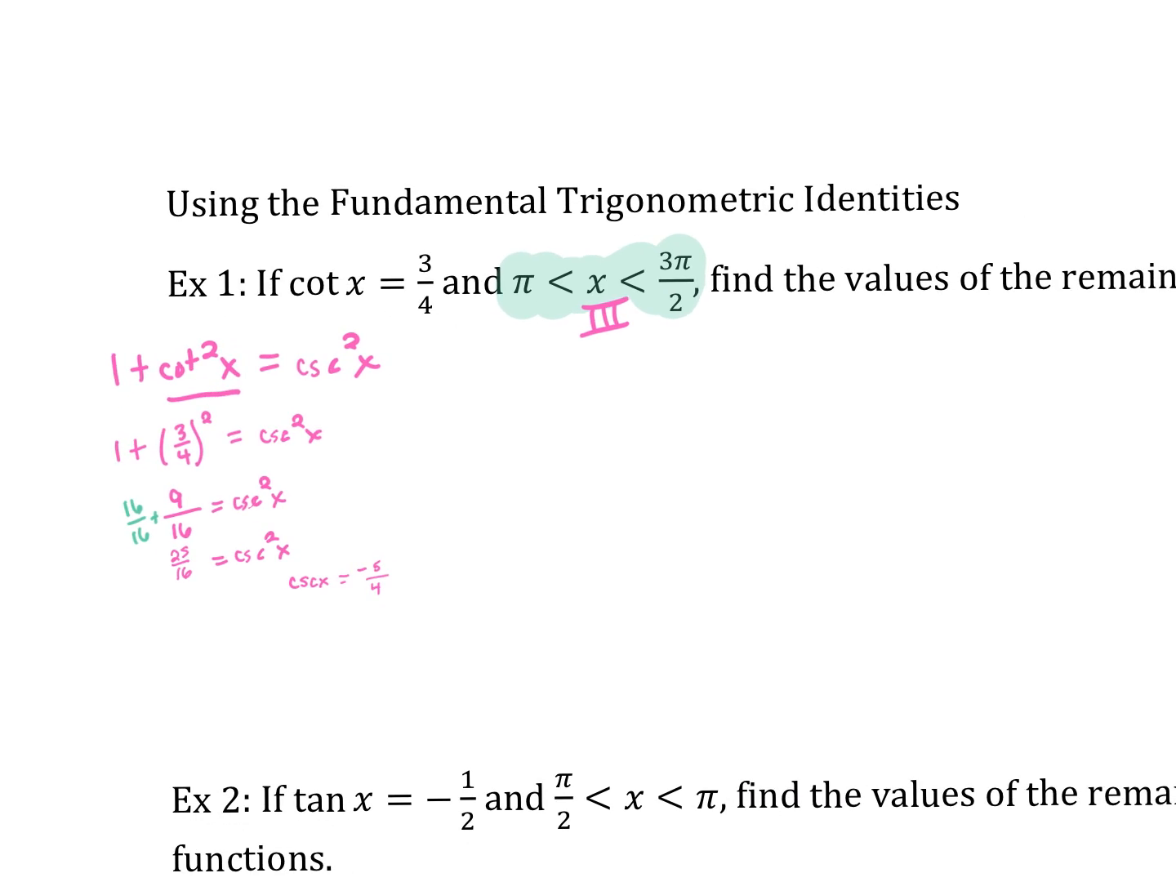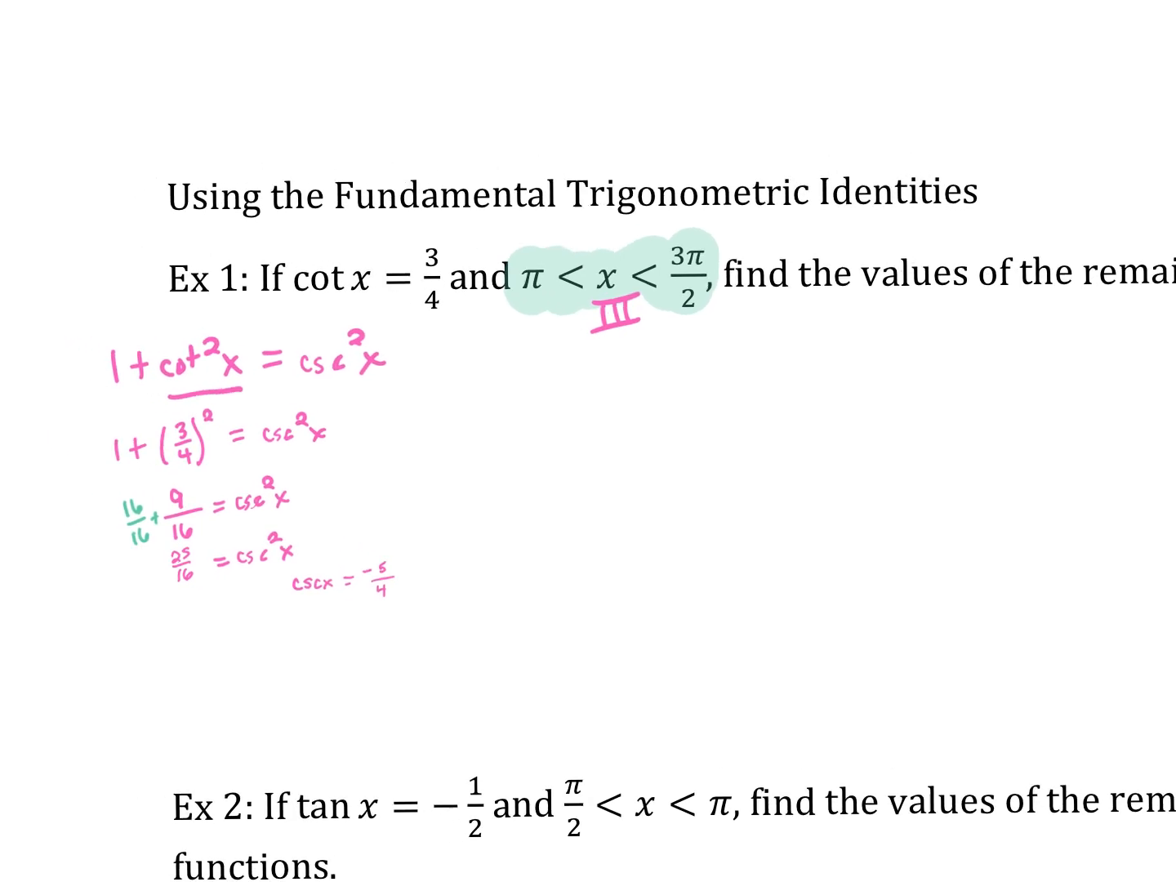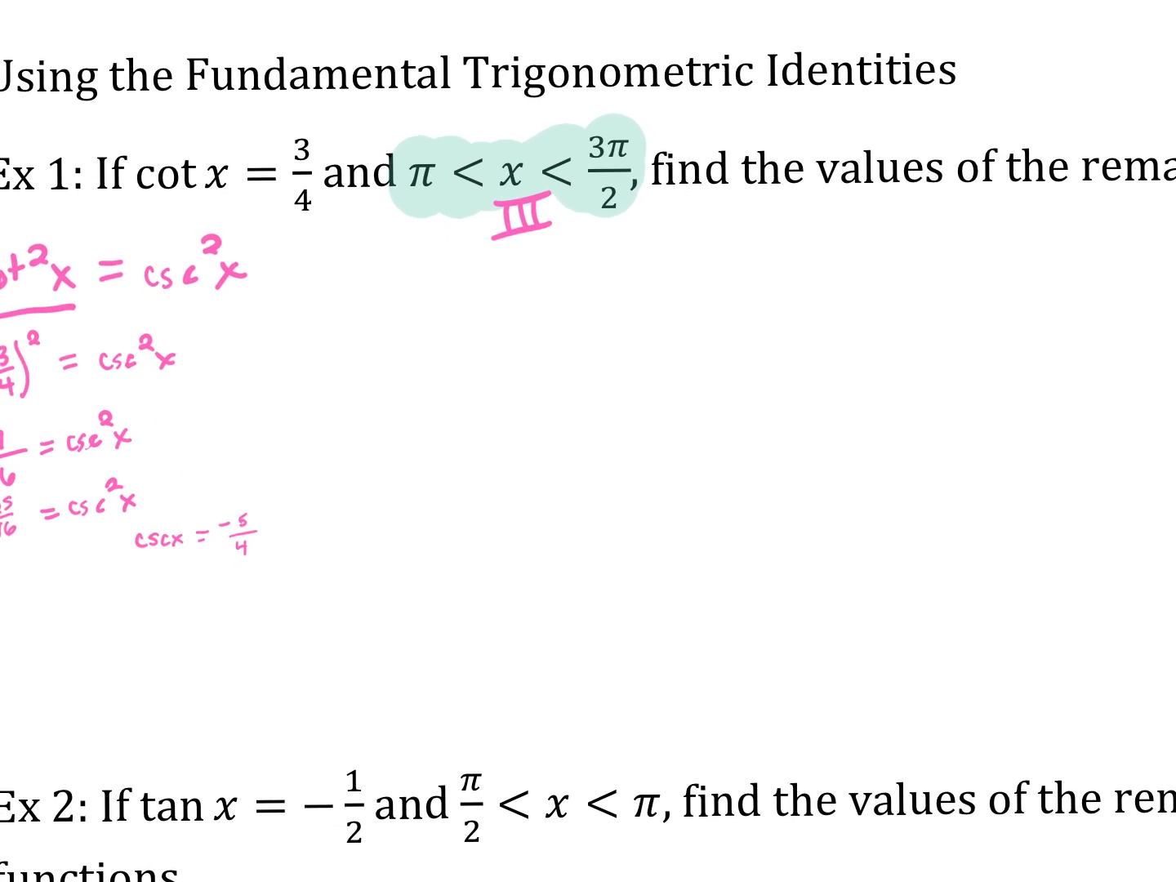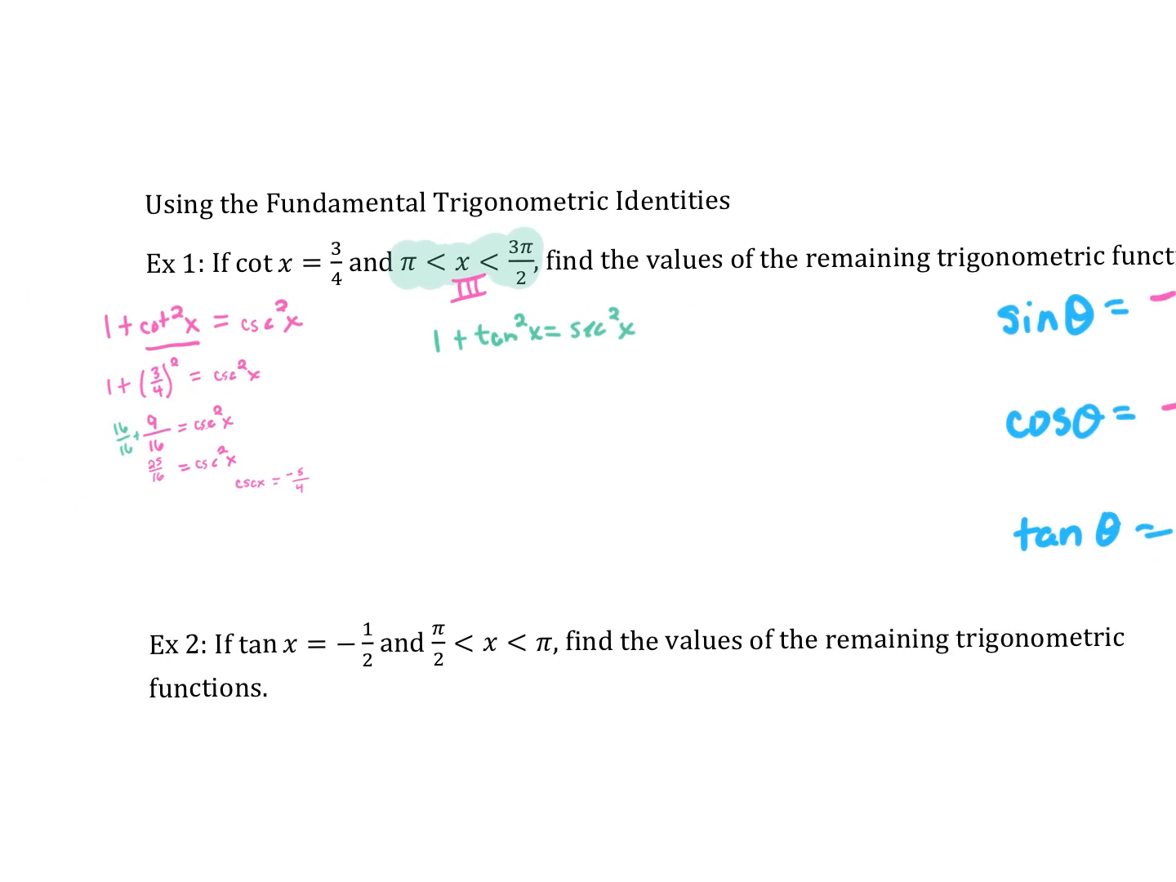So, should we use Nick's identity or Mikey's? Mikey's. Okay, let's use Mikey's. Okay, so Mikey's identity says, let me get this written correctly this time, 1 plus tangent squared x is equal to secant squared x, right? Does that sound right, Mikey? Yeah. He's still having to check. Nick, are you still having to look?